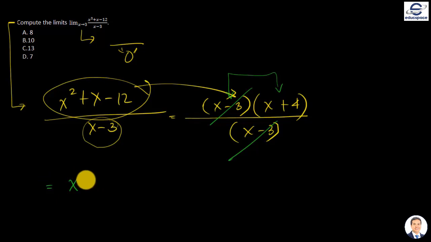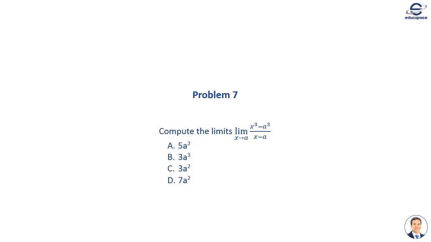So we have finally x plus 4 remaining from our equation. Therefore, we substitute the value of the limit, that is 3 plus 4, and therefore we have 7, which is letter D.